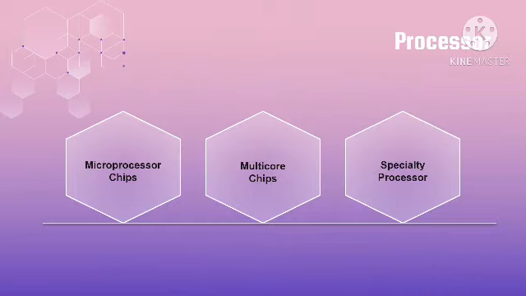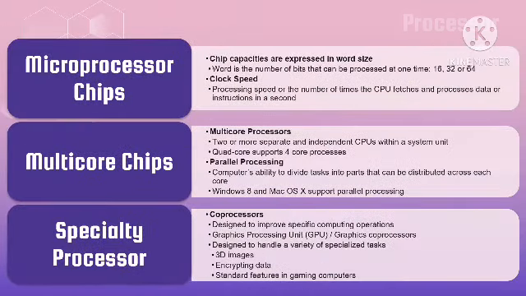Next is processor. We will look into microprocessor chips, multi-core chips, and specialty processor. The first processor is microprocessor chips. It is a chip with capacities expressed in word size. Word is the number of bits that can be processed at one time, which is 16, 32 or 64 bits. It also has clock speed, which is processing speed or the number of times the CPU fetches and processes data or instructions in a second.